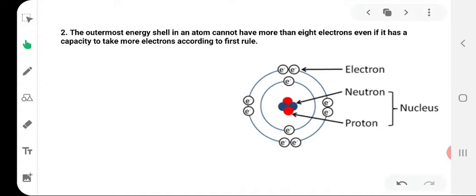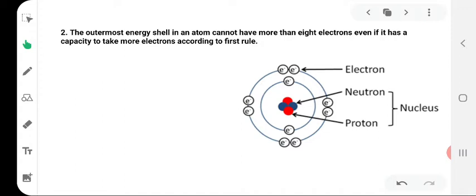The outermost energy shell in an atom cannot have more than 8 electrons, even if it has a capacity to take up more electrons according to the first rule. According to this postulate, the fourth energy shell is expected to have 32 electrons, but since it happens to be the outermost shell, it cannot have more than 8 electrons.